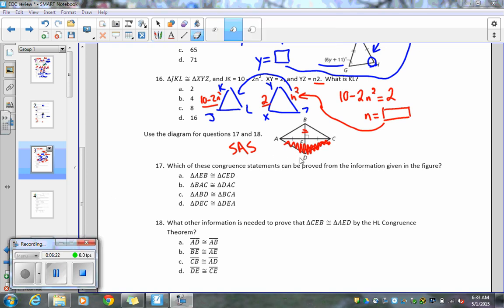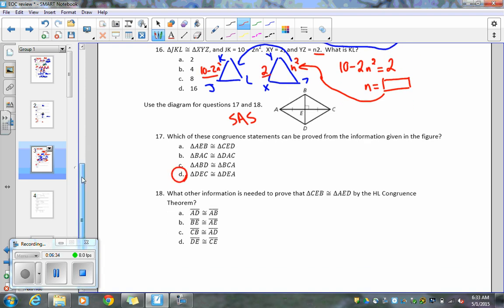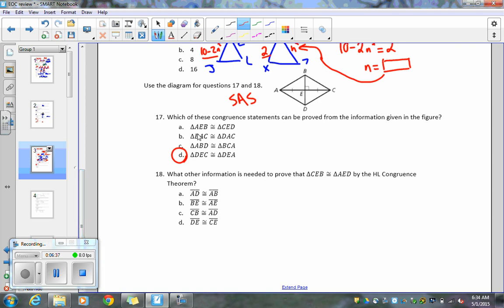All right, I just figured it out. Sorry, seeing this for the very first time. The stuff that I just said about the top two triangles being congruent, the bottom triangles are congruent as well, and those are the only options that they give us, which is right there. All right. What other information is needed to prove that CEB and AED are congruent by the HL congruence theorem?